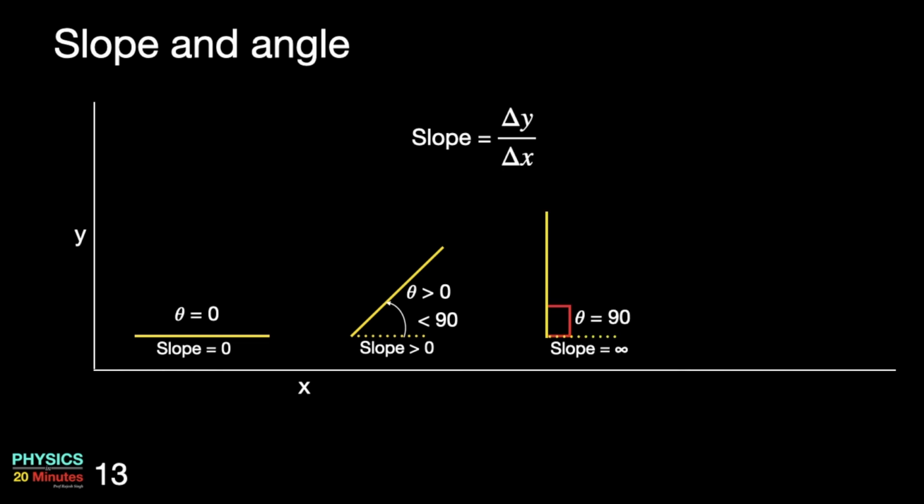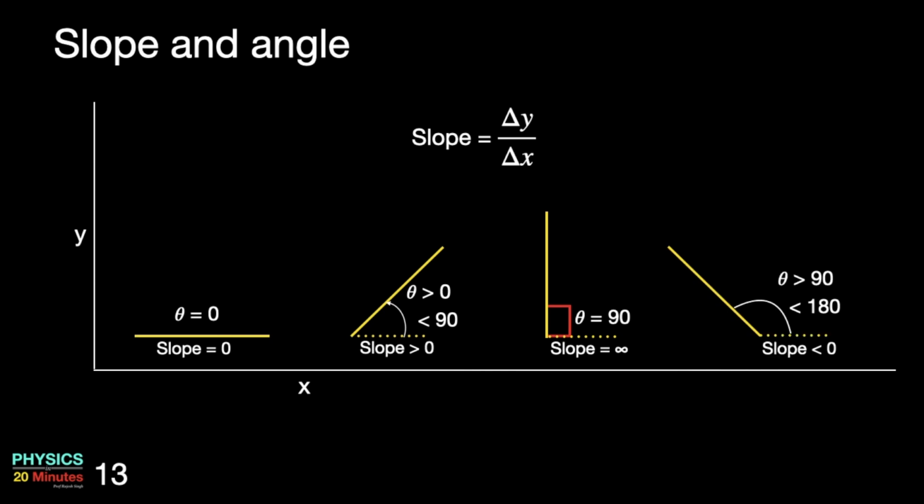A vertical line, a line which makes an angle of 90 degrees with the x-axis. In this case, although delta y will be some positive value, delta x will be 0. The slope of such a line is mathematically not defined, or you can also consider it as infinite.